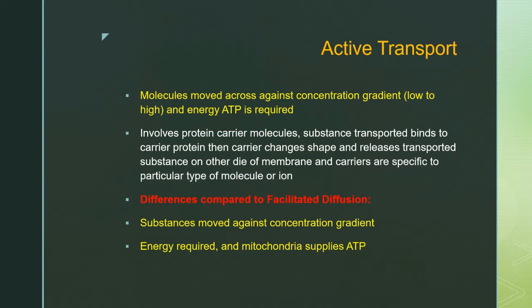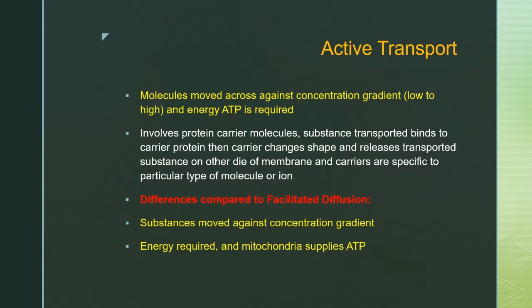Now going on to the third one that we're going to talk about, which is active transport. This is when molecules are moved across against the concentration gradient, so from a low concentration to a high concentration. It's the other way around. And energy, ATP, is required. This is provided by your mitochondria.